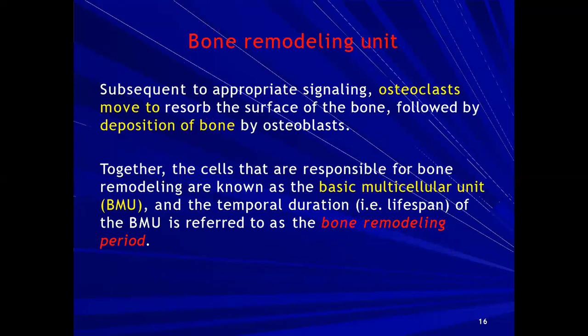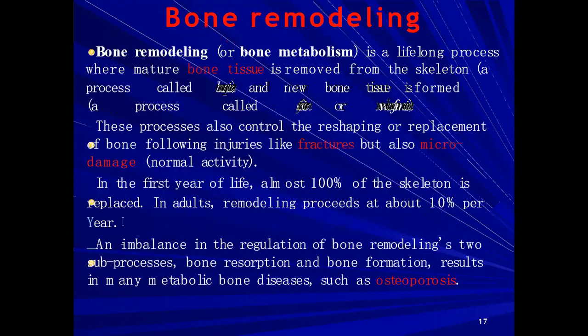So there is something called bone remodeling. The osteoclasts are the ones which play this role, and this happens more in cases where there is something like a fracture. The ones which play a big role in this assist in the deposition of calcium. The target cells that are responsible for bone remodeling are known as the basic multicellular unit, and the lifespan of a basic multicellular unit is referred to as the bone remodeling period.